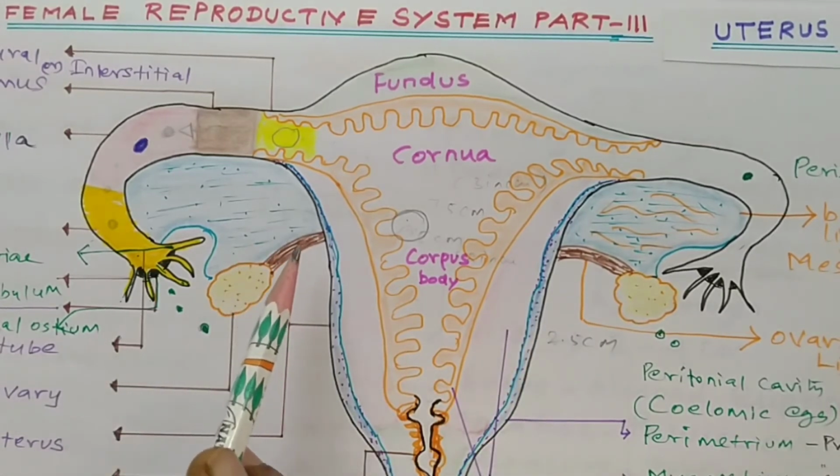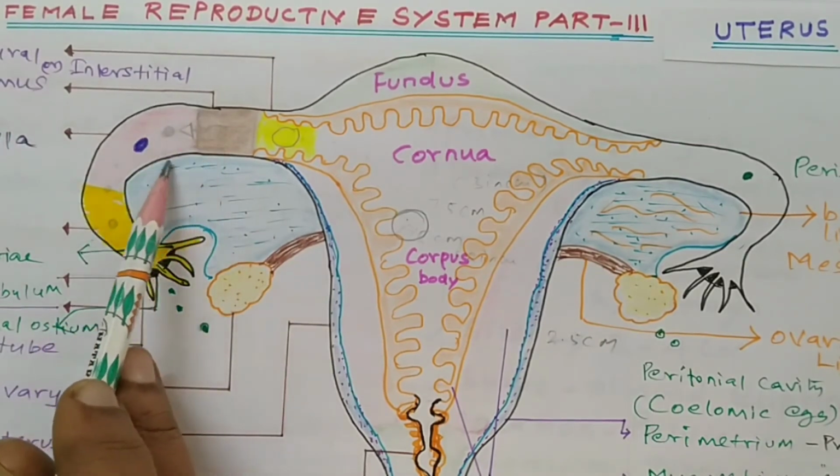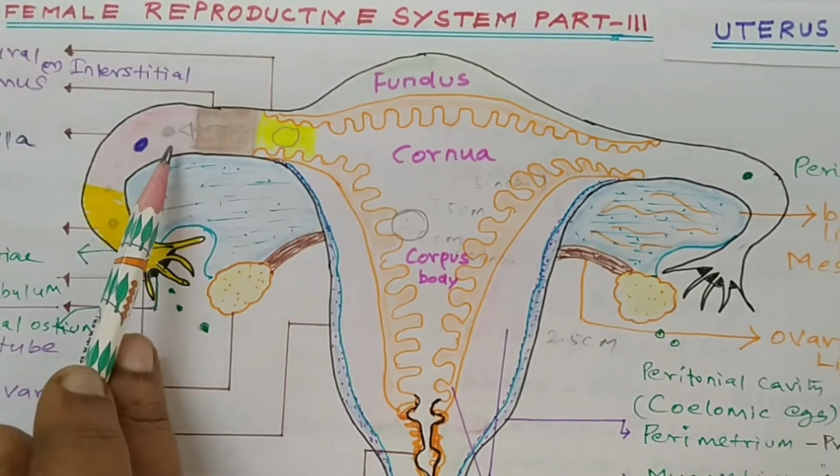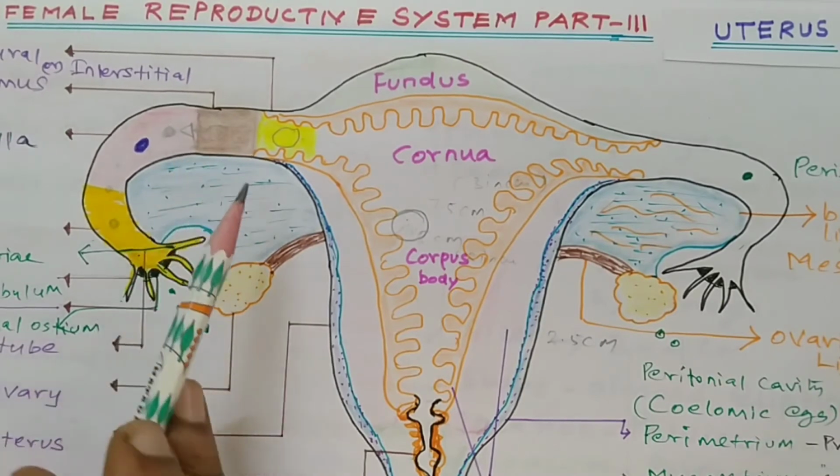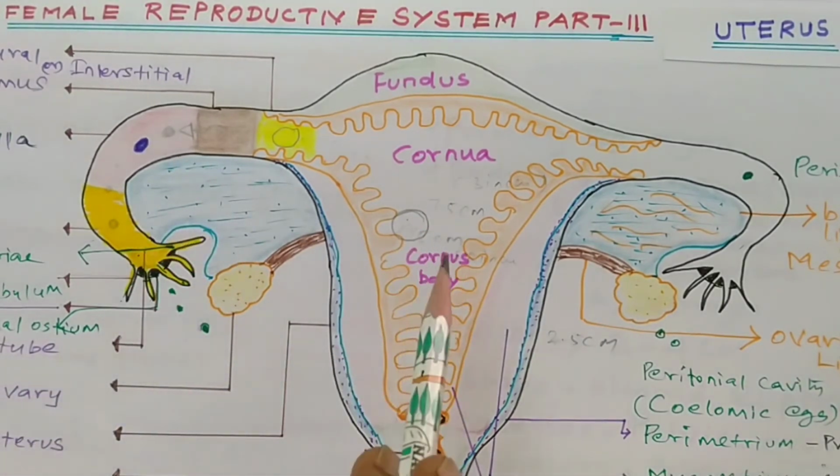95% of ectopic pregnancies occur inside the fallopian tubes. And ectopic pregnancy is also called extrauterine pregnancy.